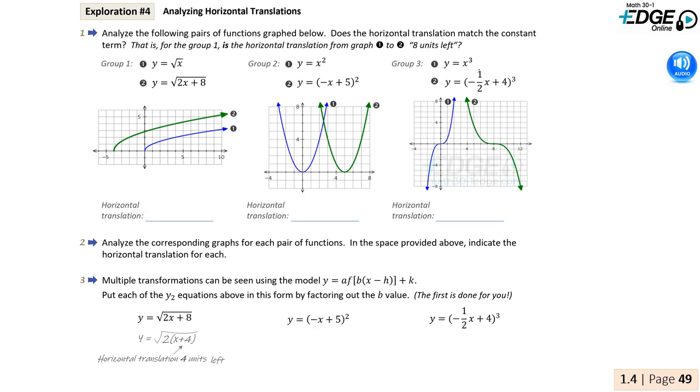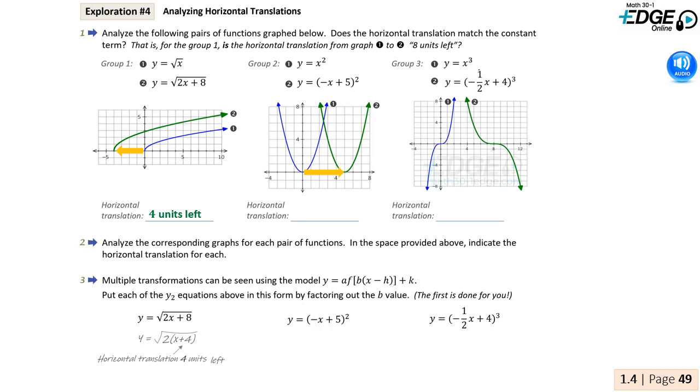For example, the first pair shows y equals the square root of x paired with y equals the square root of 2x plus 8. And what we're wondering is, is the translation obvious in that form? Well, we see a plus 8 under the root sign and might think the graph should move 8 to the left. However, what we see is that the blue graph moved 4 units left in order to have the same endpoint as the green graph.